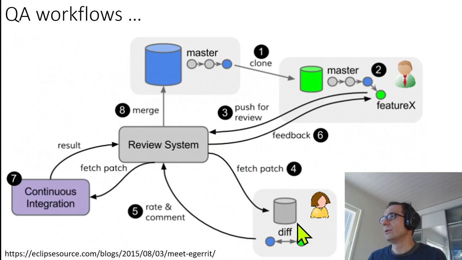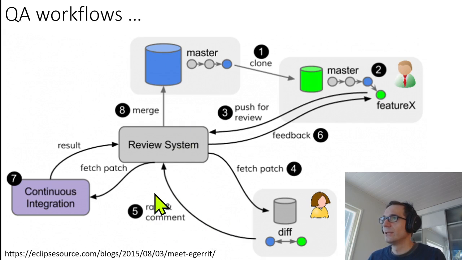Here the reviewers fetch the patch from the review system and look at the differences, just like the differences we saw in the previous video. Then they rate and comment on the patches, and the developer gets feedback. If the feedback is bad, the developer has to work on the feature again and push for another review, and then another patch review happens. Then this cycle from 3, 4, 5, 6 can go back to 3 or actually 2, where you develop the feature more.